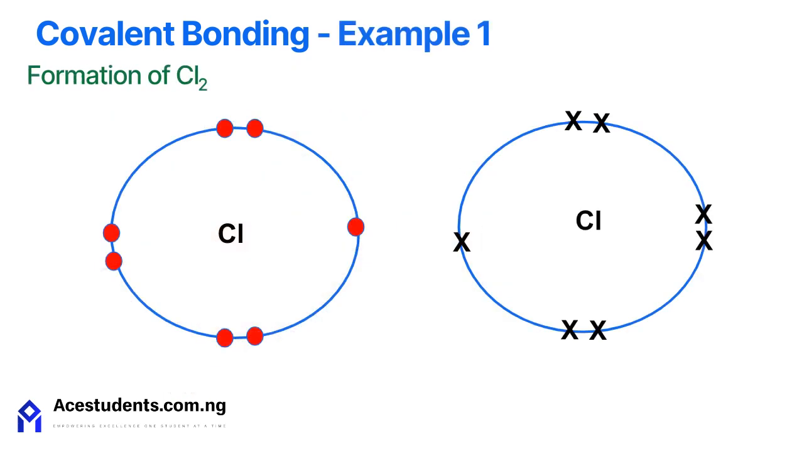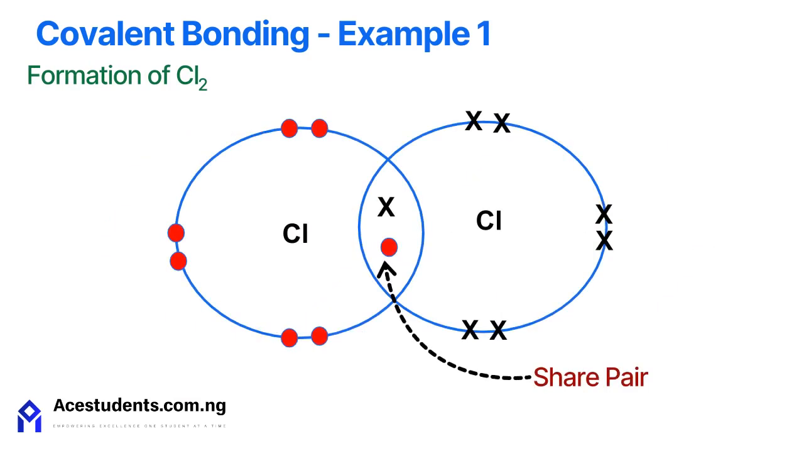Take the chlorine molecule as an example. Each chlorine atom has 7 electrons in its outer shell. To be stable, chlorine needs just 1 more electron. When 2 chlorine atoms come together, each shares 1 electron. This gives both atoms a full outer shell. The shared pair in the middle is the covalent bond. In exams, always show the shared pair in the middle and the rest of the electrons around the atom.